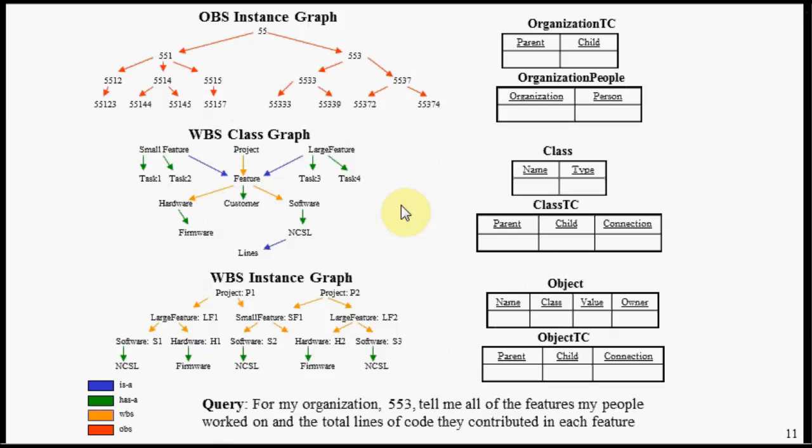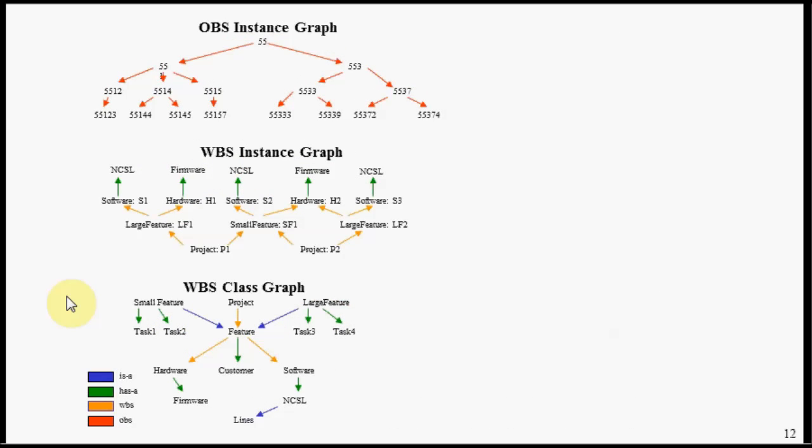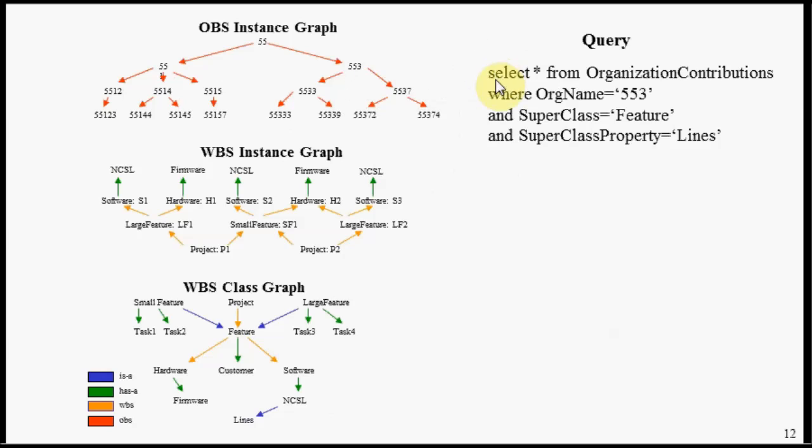Now, if you think about this, this is a very complex kind of example. It requires the traversal of all three of these graphs, the object instance graph, the class graph, and the work breakdown structure instance graph. It would be something very, very complicated. Rather than show you a complex select statement, doing a join of the associated tables with each of these graphs, what I'm going to show you instead is a select statement that utilizes a view definition that hides all of the detail.